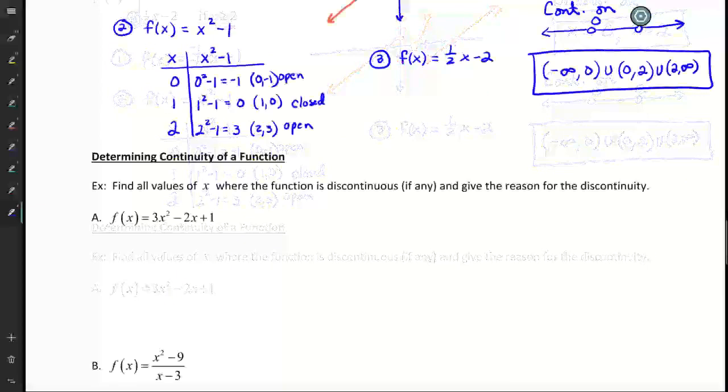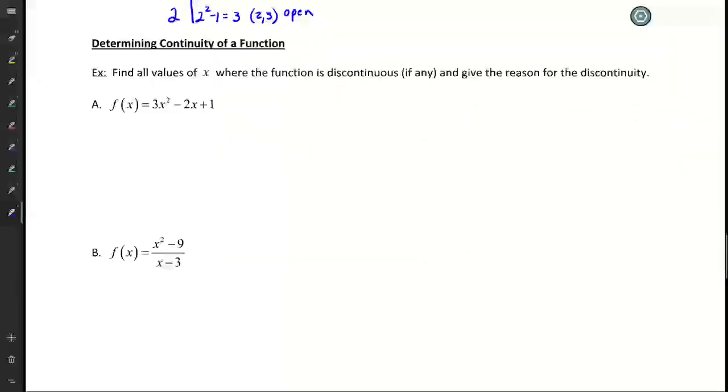Okay, now I'm going to ease out of graphing and we're going to talk about continuity from a more analytical standpoint. So this question says we're going to determine the continuity of a function. So find all the values of x where the function is discontinuous, if any, and then give the reason for the discontinuity. On this particular function, we want to think about our domains first, but we have to think beyond domains. And when we do that, I'll make sure to tell you all the information that you need to think about.